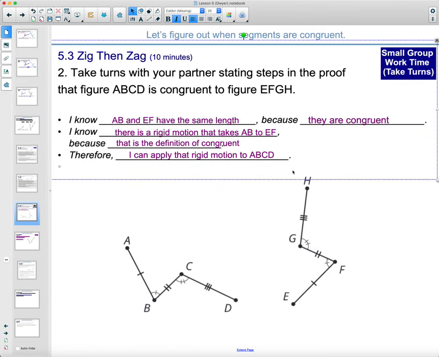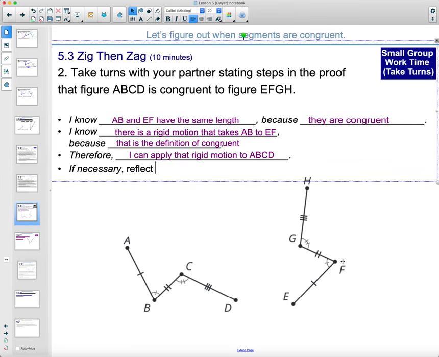So what you'd want to do is make sure, now that you've rotated this over here, remember, if necessary, reflect ABCD to be sure that C, or C prime, because now we've reflected it, is on the same side of EF as G is. And maybe that's not necessary, maybe it is, but you put it in there. If it's necessary, do it.